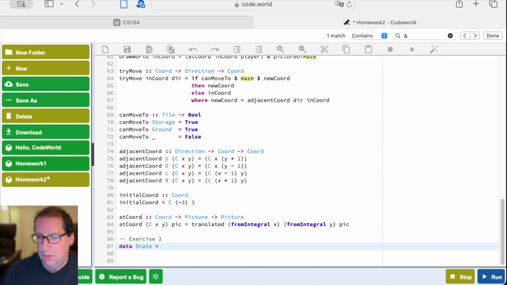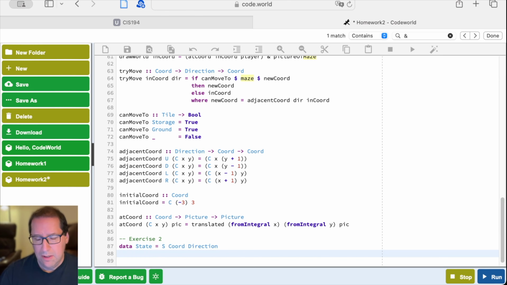Well, we know it has the coordinate. Let's give it a constructor. We'll give it a constructor S. Why not? And it takes a coordinate and it takes a direction, where coordinate is the square that the player is currently in and direction is the facing, essentially. I think that's all we need for right now.